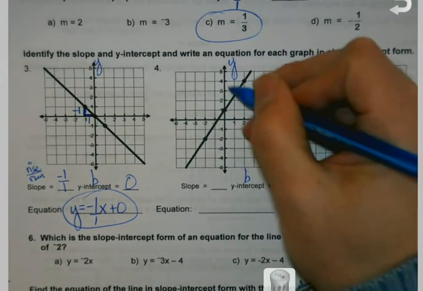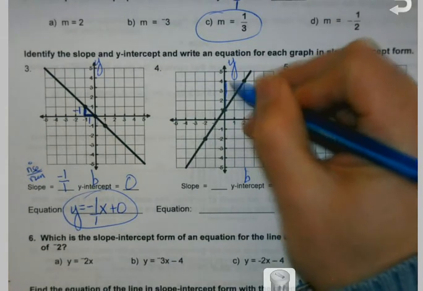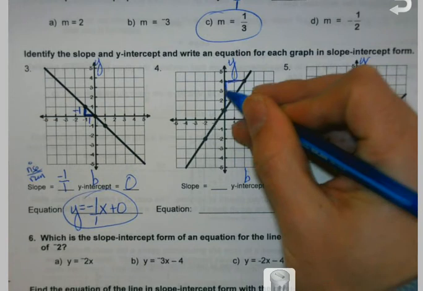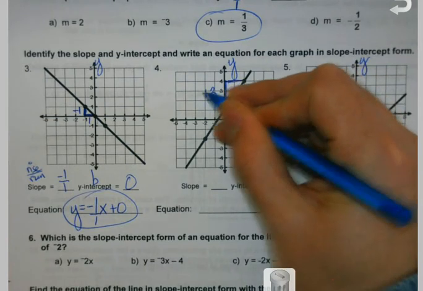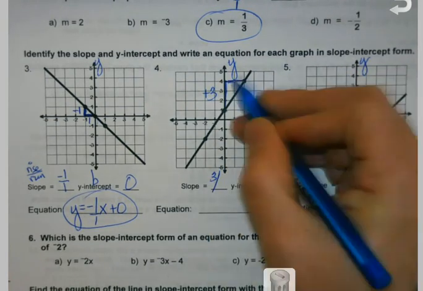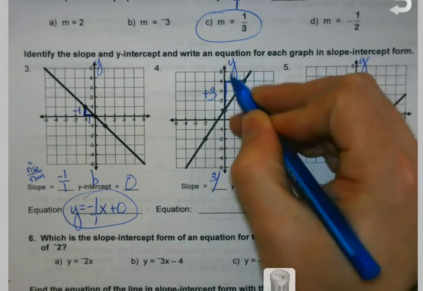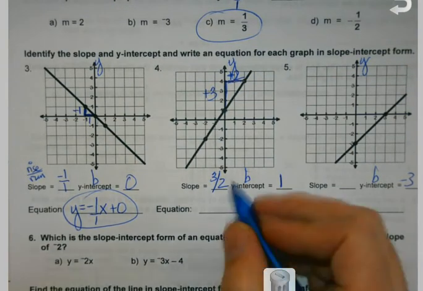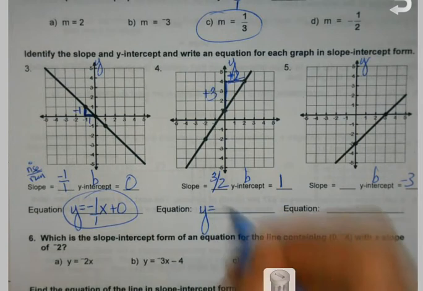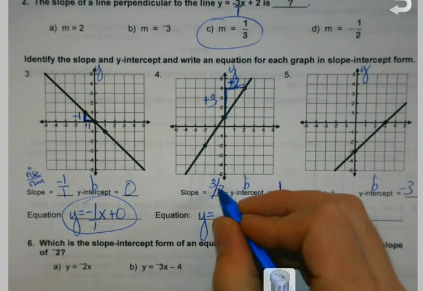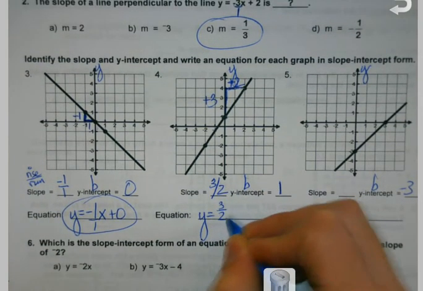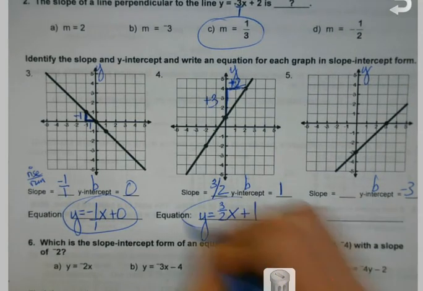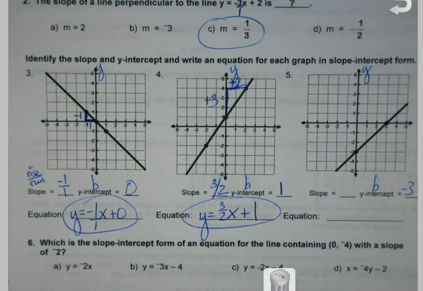But on any of these, I can count from any one dot to the next one. Here I'm going up. 1, 2, 3. Positive. I'm going right. 1, 2. Positive. So my equation would be, and I gotta have the y equals part, that's part of it. My slope, x plus b. Good to go.